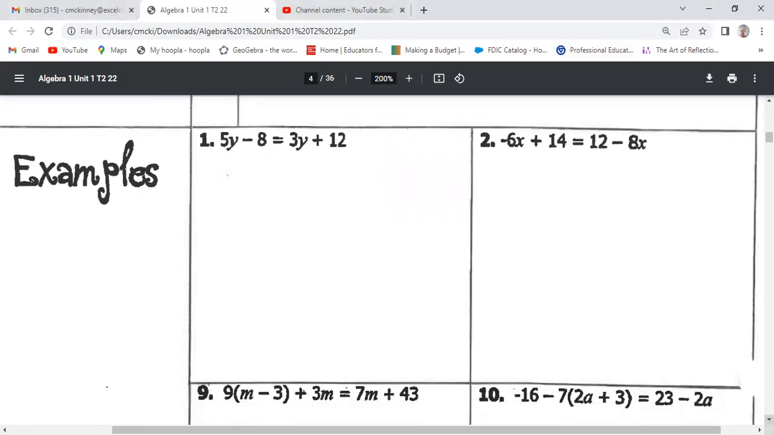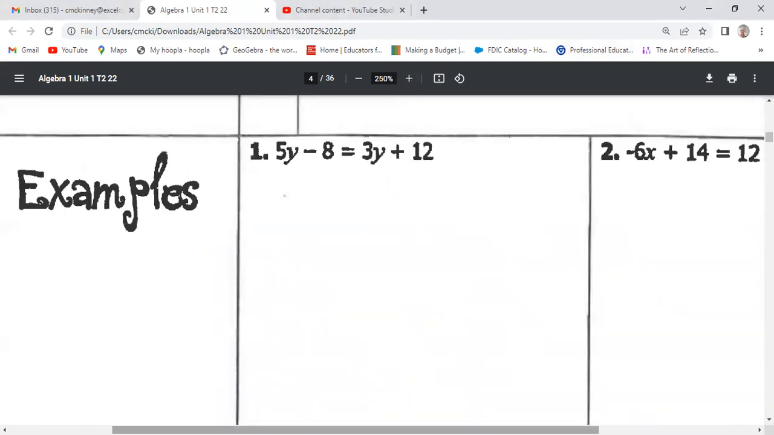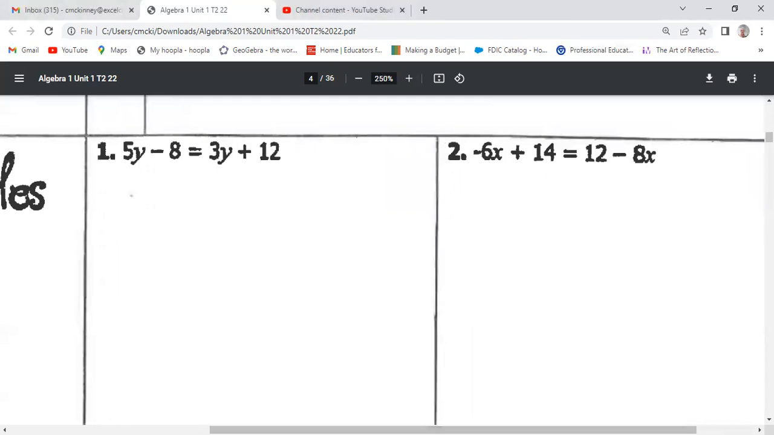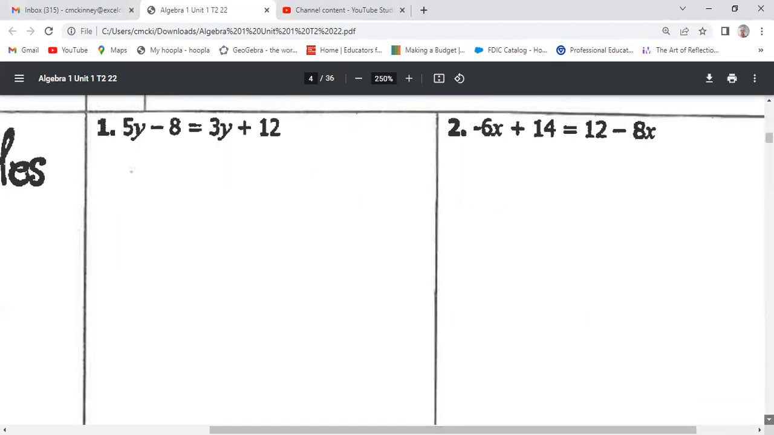So I already mentioned that these first couple examples don't have any distribution and they don't have any like terms. And some of you might be like, well, there's more than one Y. They have like terms. When I say combine like terms, I'm talking about the ones that are already on the same side of the equation. So in this case, there's not any of those. So I need to get my Y's on the same side. So we're on that move a variable step.